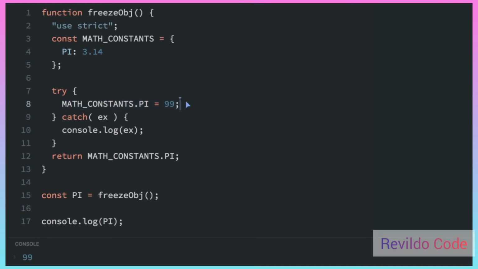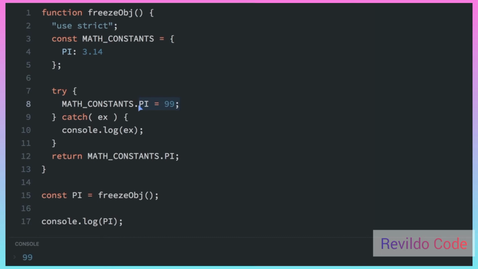And then if you can see right here, we're going to return the mathConstants.pi. And down here, we are putting it into a variable called pi. So if we run this, you'll see that we console.log pi and it's 99. But wait a second, we don't want pi to change because we know that pi never changes.